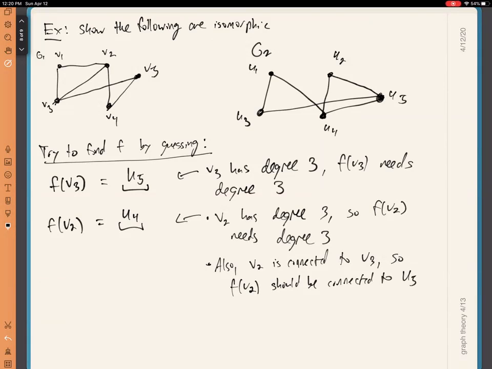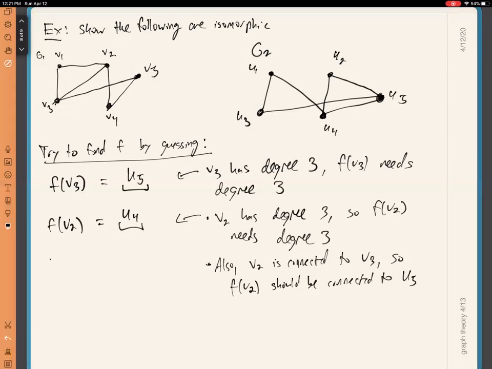So even though we're kind of guessing and checking, every single guess that you make is going to determine what you have to do for the next few choices, generally speaking. The first few steps influence the steps that come after, because you have to maintain the edge relationships.